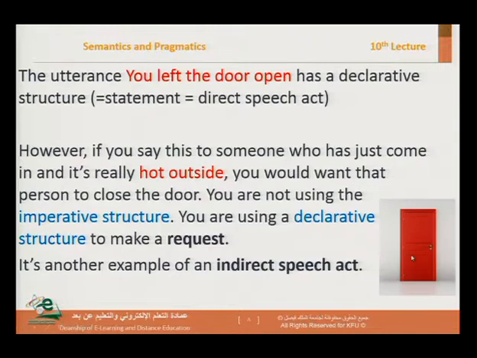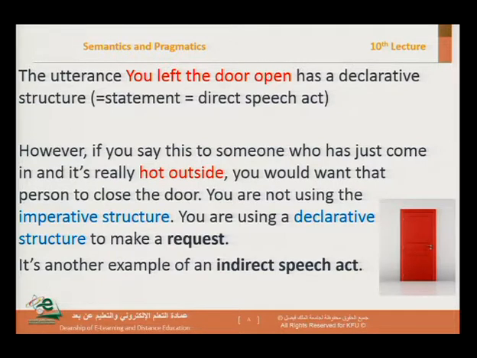Okay, another example. This utterance says, "You left the door open." How would you take that, if you read it on a piece of paper? It's just a declarative structure, right? So it's a statement. We said declarative is a statement. You left the door open, or you ate the pizza, right? Now, if this is a statement, we deal with it as a direct speech act. Okay, it's just a statement. Now we know.